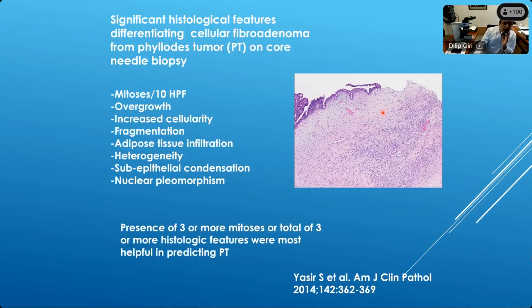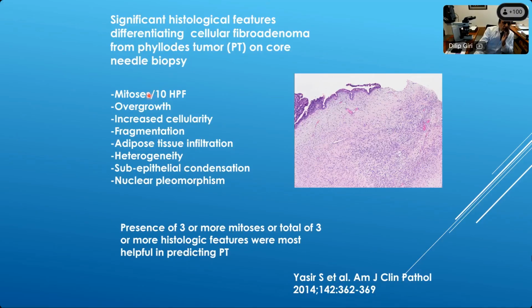So what these authors concluded is that if you have three or more mitosis in 10 high power fields, or a total of 3 or more of these histologic features, then the lesion on the core biopsy is probably a Phyllodes tumor. So such studies are useful. Again, I would make the point that I first made, never be dogmatic about anything, but learn from these studies that others have done and try to apply these to your own specimens.